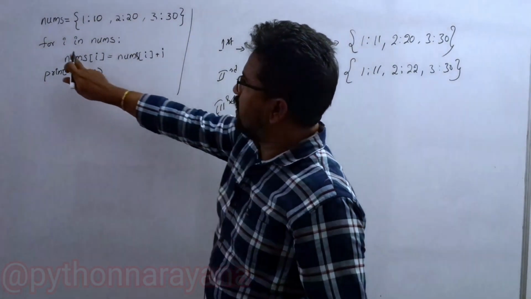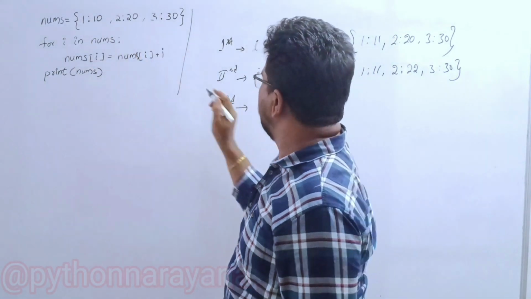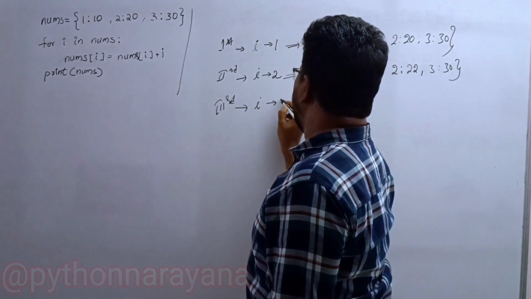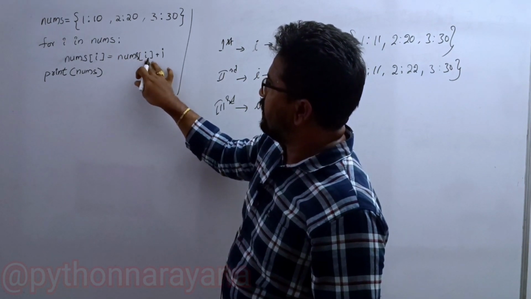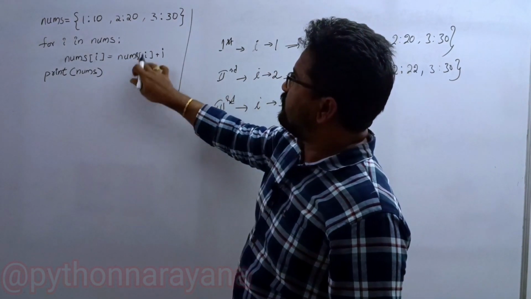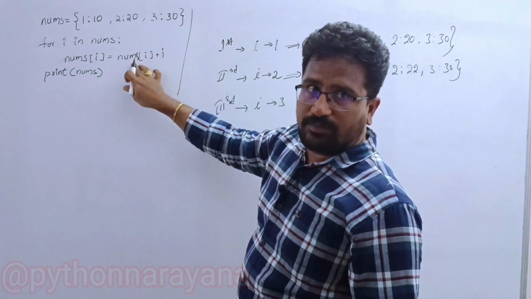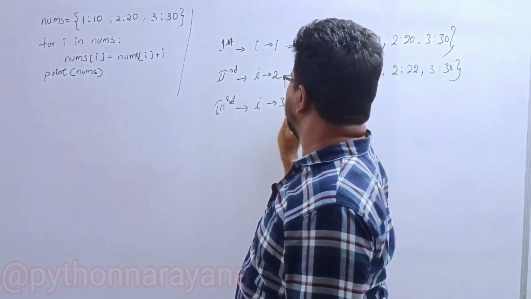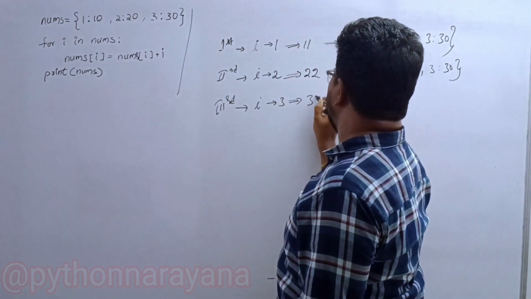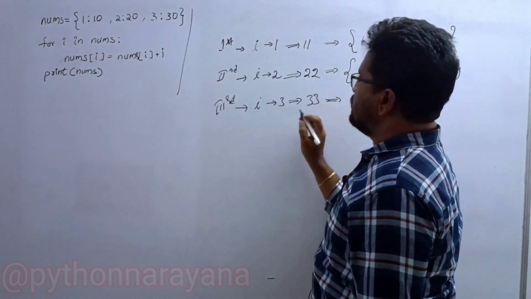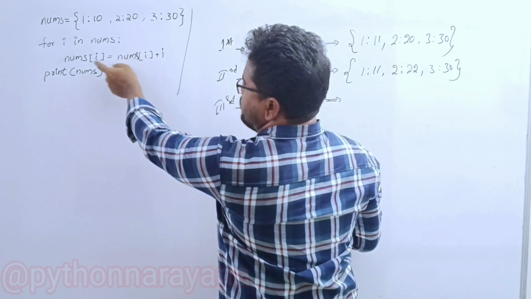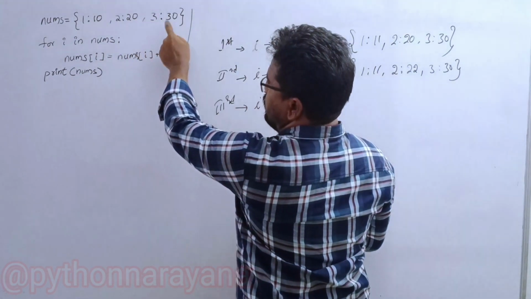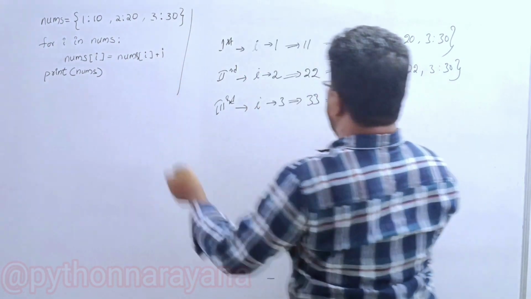In third iteration, third time I value what here? 3. So I value is 3. Now, dict[i], what is I value? 3. Dict[3] means what? 30. 30 plus I. I means what? 3. The value is 33. So now, this 33, the new value will update the existing value. What existing value? 30. 30 is replaced by the new value.